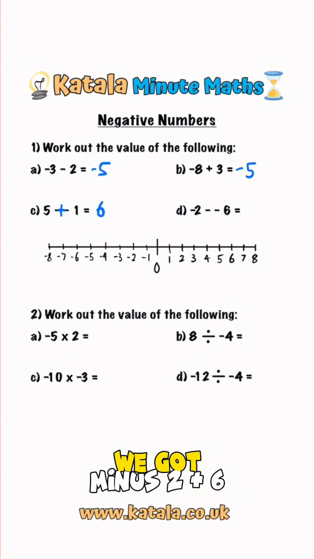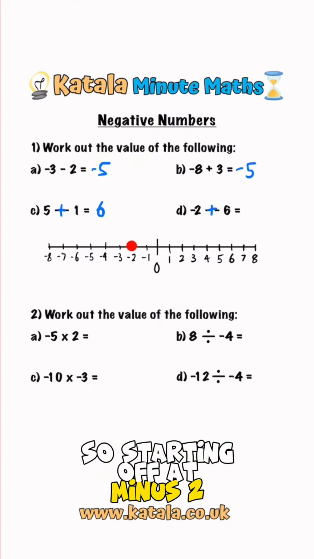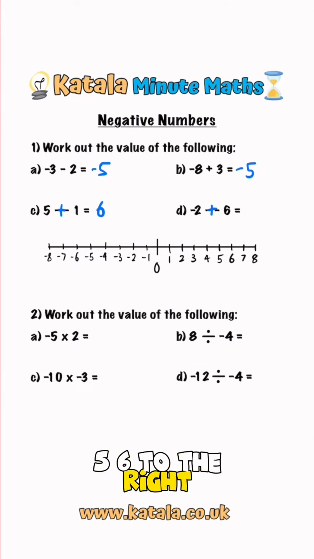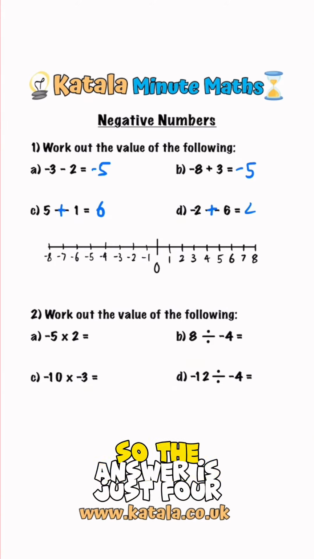So in this last one here, we've got -2 plus 6. So we're starting off at -2, and then we're adding 6. So we need to go 1, 2, 3, 4, 5, 6 to the right, and that lands on +4. So the answer is just 4.